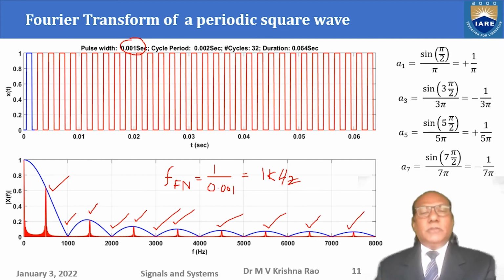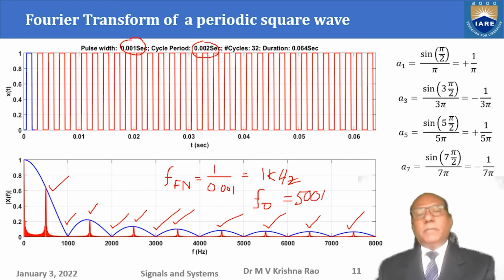Okay, so that is how. Then what about the period? Period is 0.002. So the equivalent F naught equal to 1 by T. 1 by T is 1 by 0.002, which is nothing but 500 Hz.